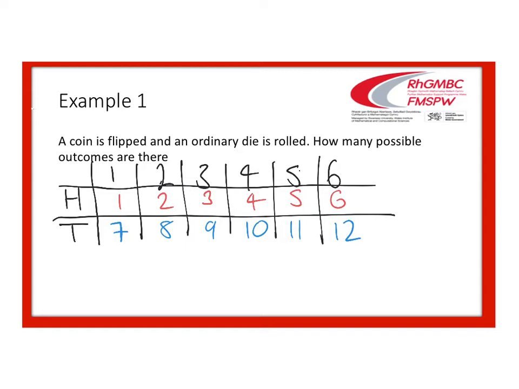I could have made this problem a little bit simpler for myself by saying, okay, well, there's a head and a tail. There's 2 possible things that can possibly happen. And with each of those 2 possible things, I can roll 6 different numbers on my dice. So I get 2 times 6, which is 12 possible outcomes.